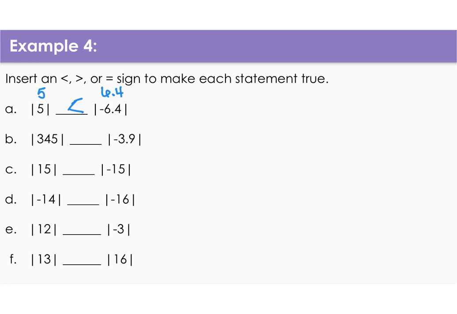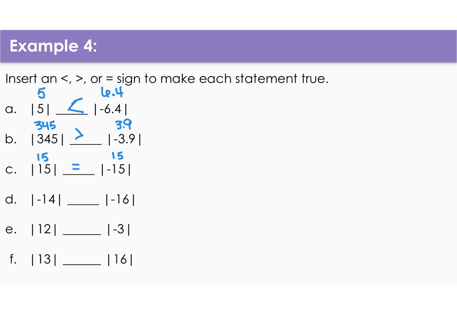So 345, the absolute value of 345 is 345. Absolute value of negative 3.9 is 3.9. And 345 is the larger number. Absolute value of 15 is 15. Absolute value of negative 15 is 15. So this statement is equal.